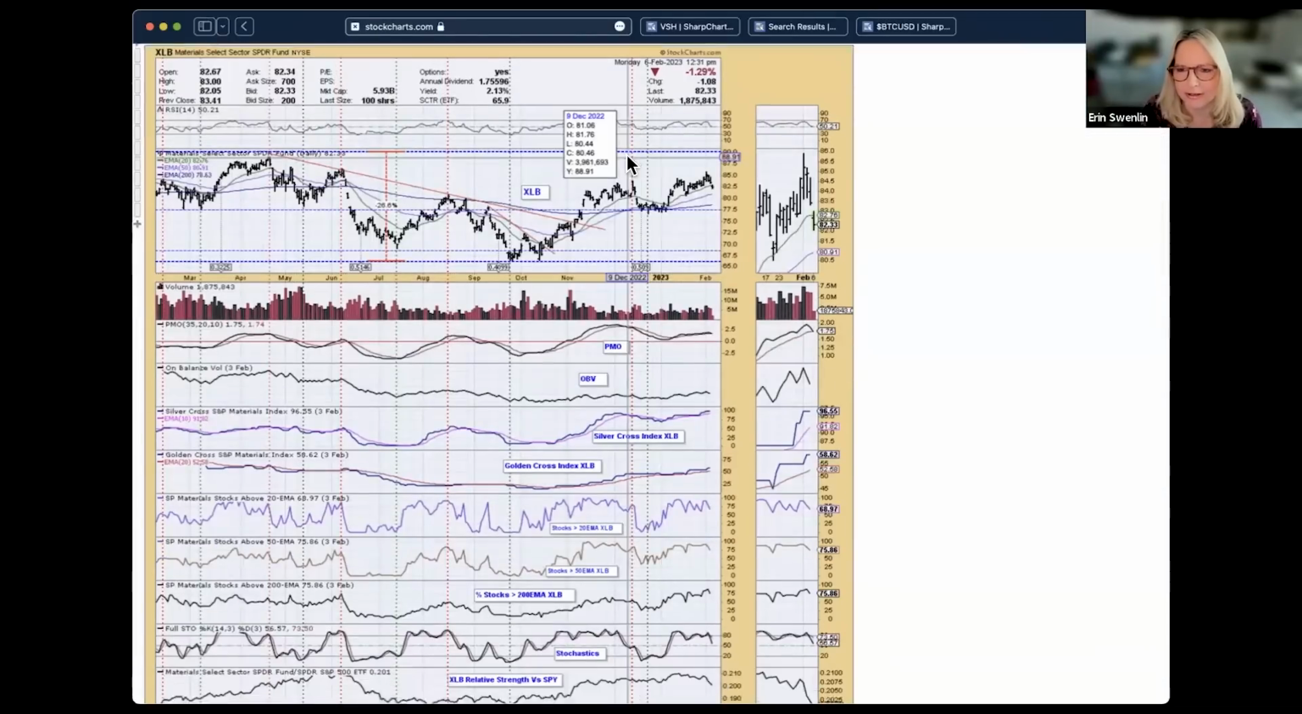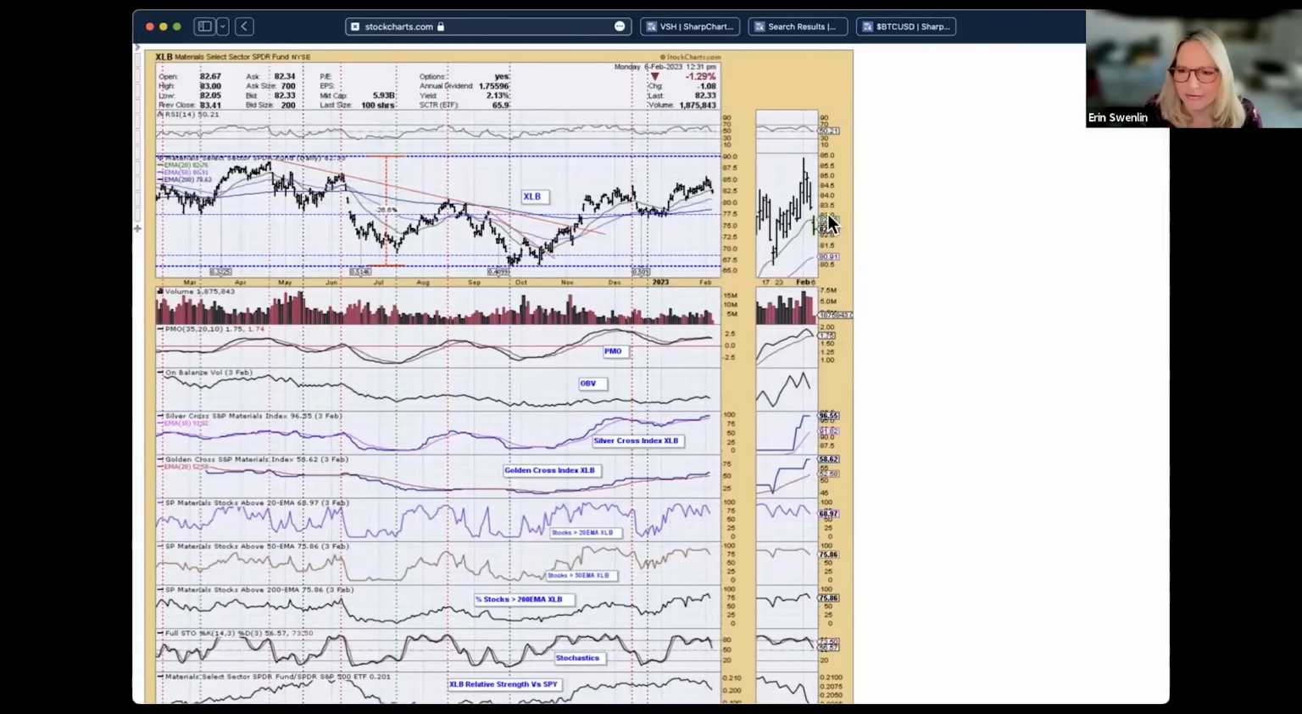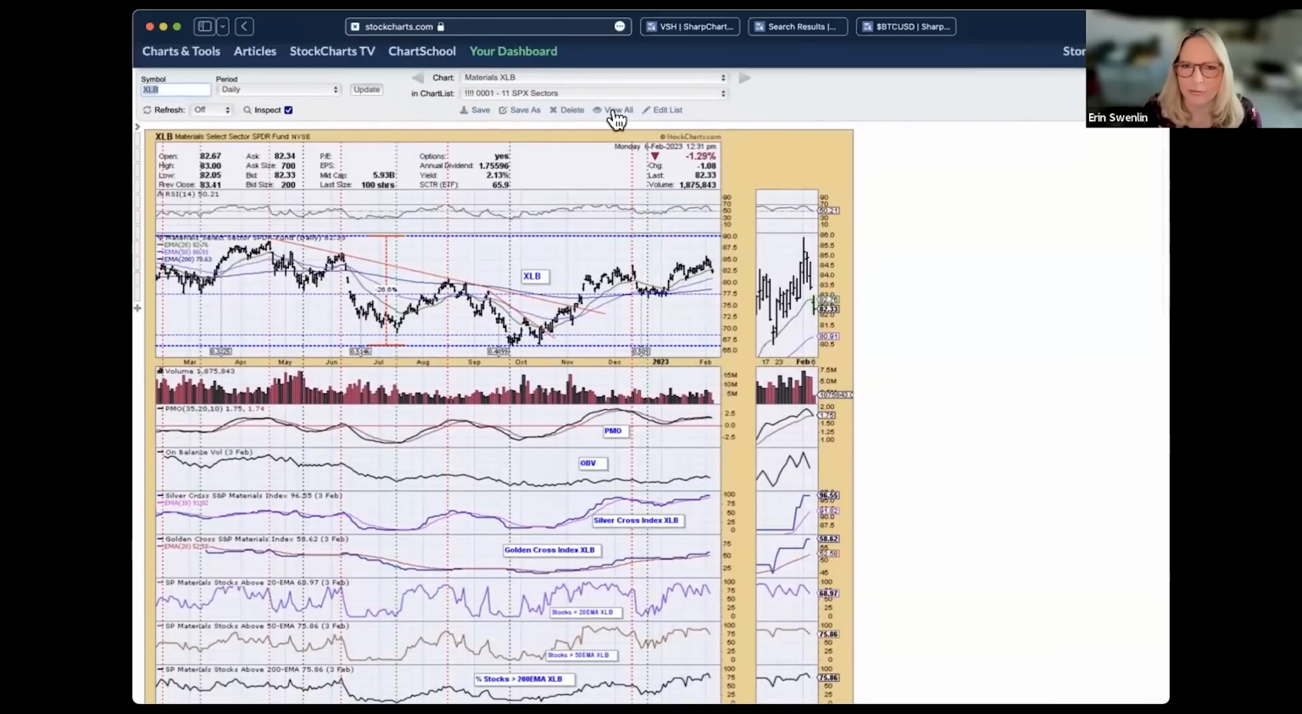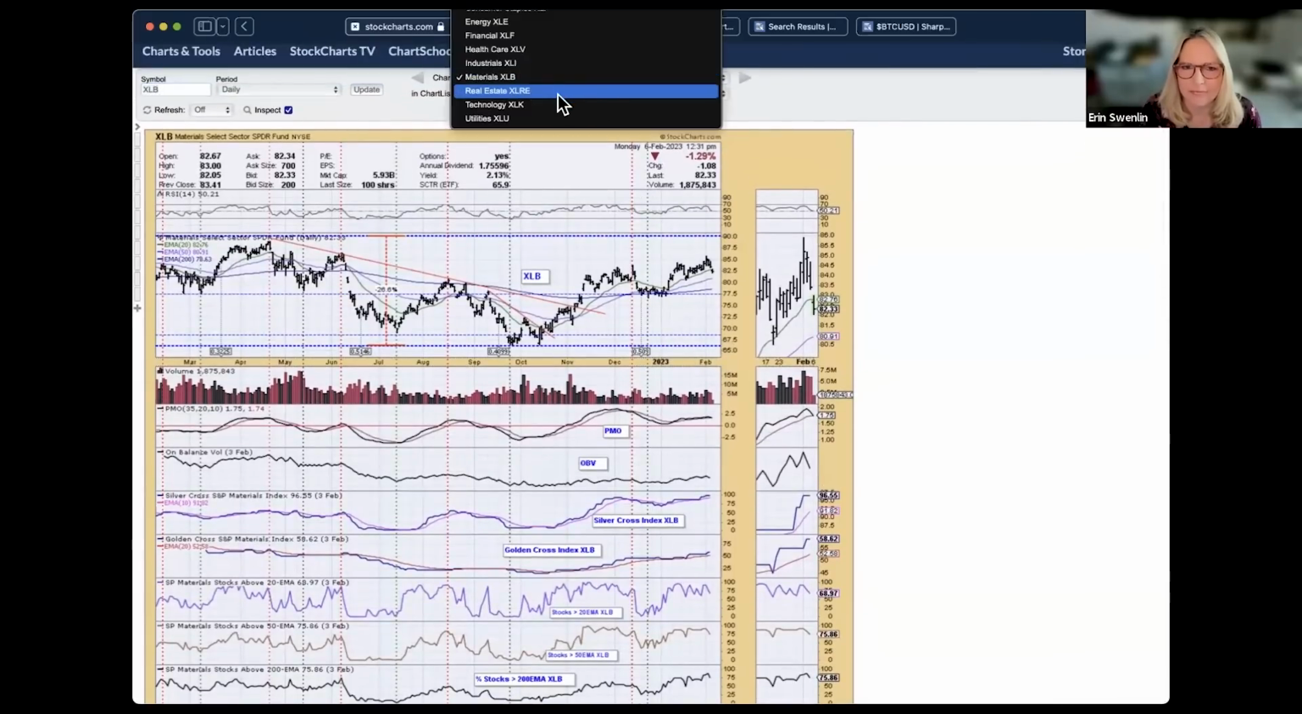Materials with gold struggling, that hasn't helped. But it is gapped down today. And you can see stochastics really falling off the map and relative strength just terrible here. So not a sector that I would want to be fishing in either.